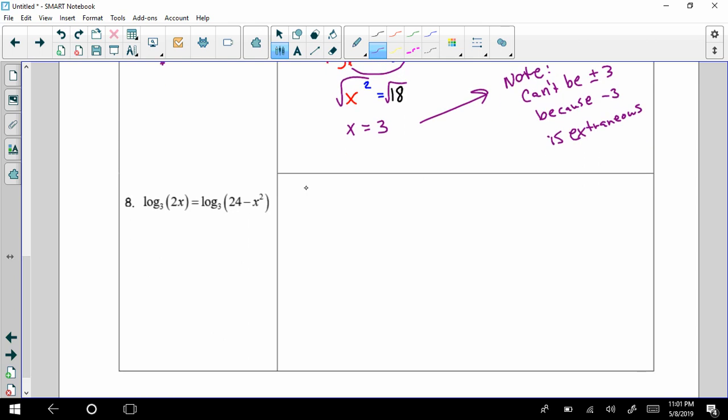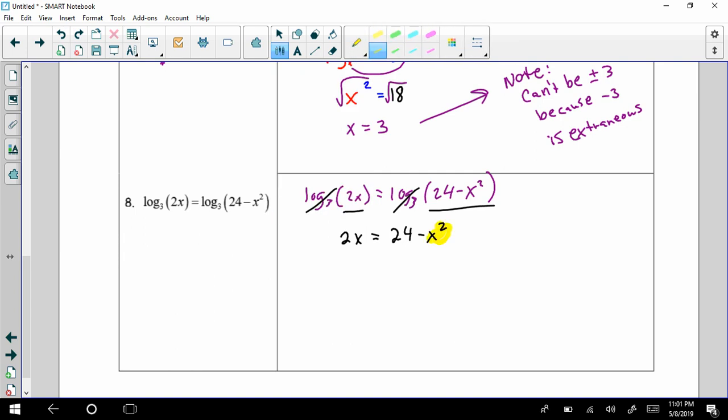This next one is really a matter of remembering that so long as we have the same base on our logs, they essentially, I hate using the word cancel out, but we can essentially ignore them. If the logs are the same, then that means what we're taking the log of must be the same. So 2x is equal to 24 minus x squared.